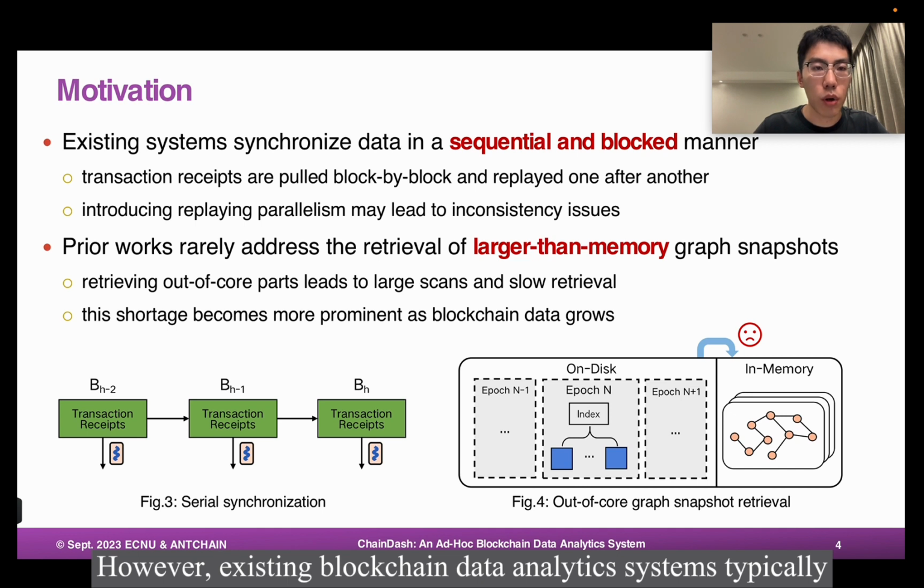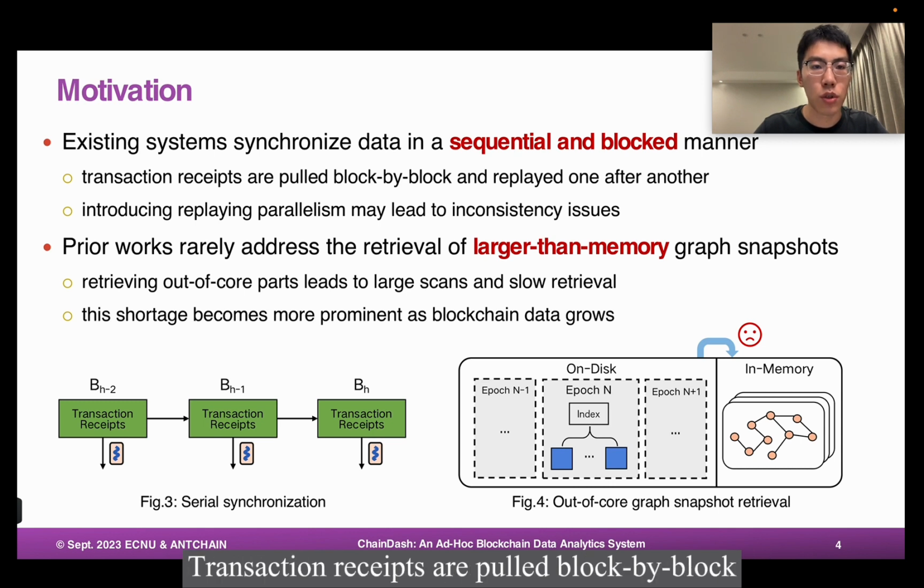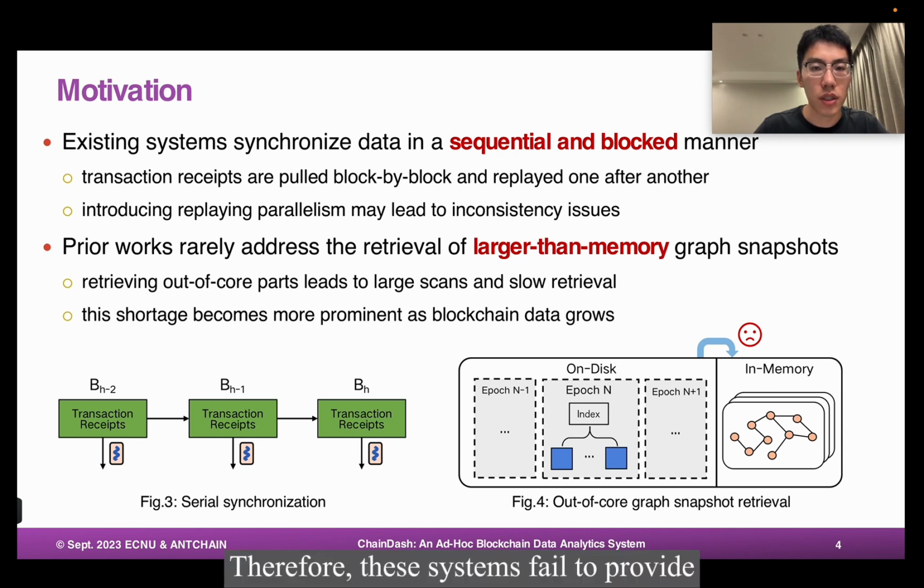However, existing blockchain data analytics systems typically synchronize data in a sequential and blocked manner. Transaction receipts are pulled block by block and replayed one after another. Therefore, these systems fail to provide real-time data freshness.